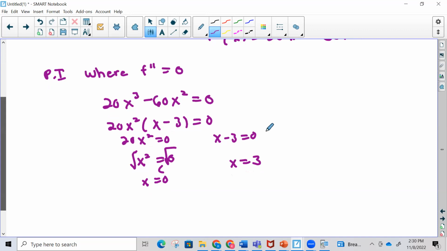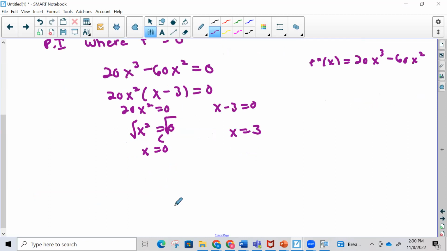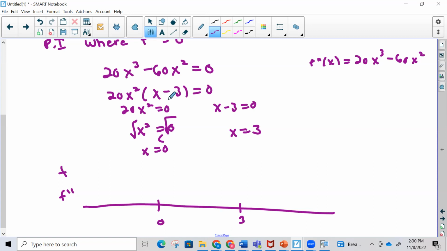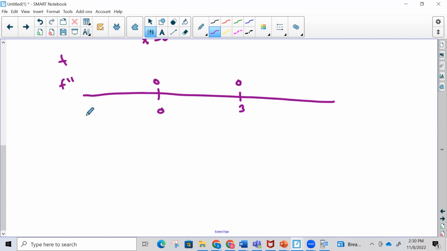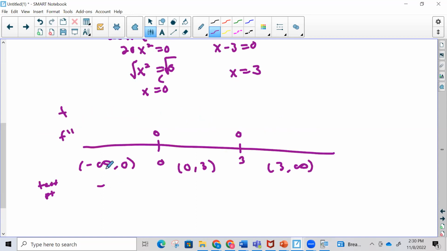And I'm just going to write my function so I still see it. Right, now we're going to make a sign chart of the second derivative and the original function with these as my two possible points of inflection. And then we have our intervals. So we have negative infinity to 0, we have 0 to 3, and we have 3 to infinity. And our test point, we would pick a point in each interval. So we could do -1, from 0 to 3, we could do 1, and from 3 to infinity, we could do 4.